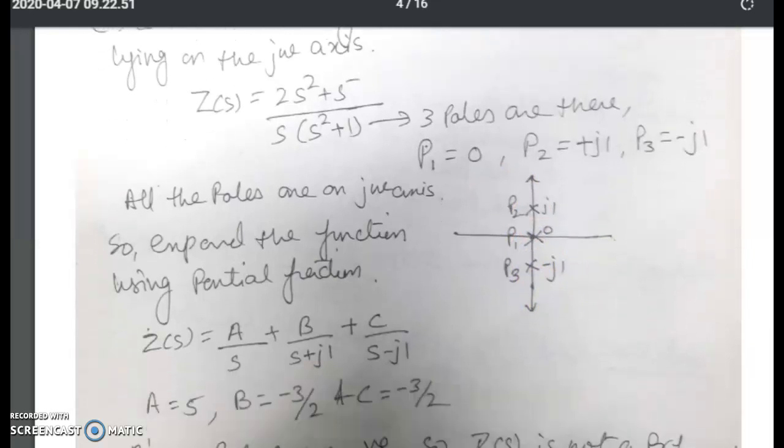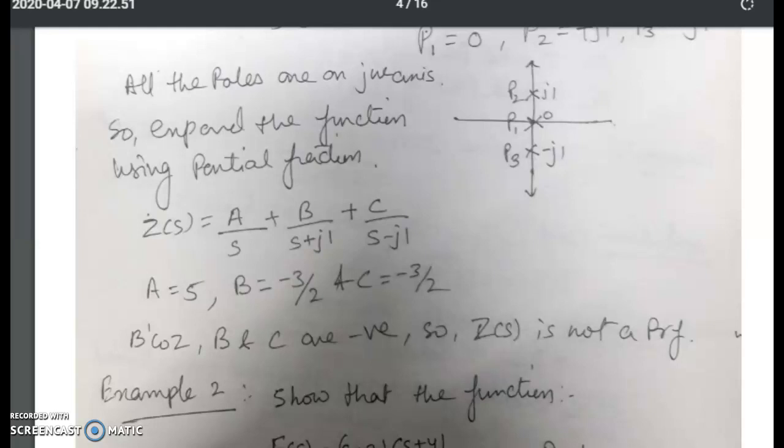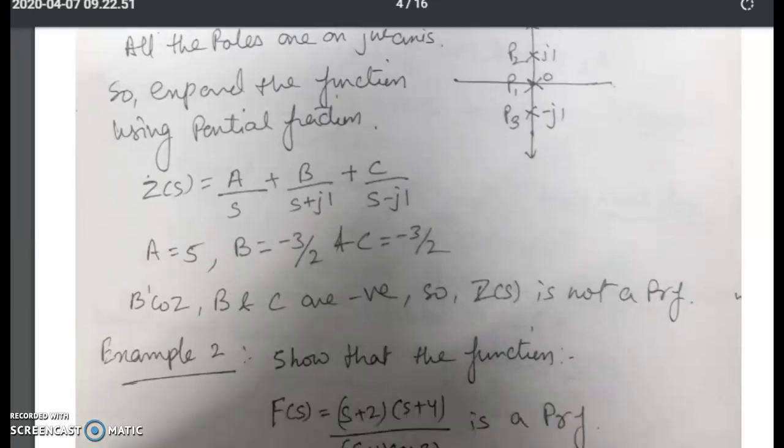What is the second condition? If the poles are lying on the j omega axis, then their residues should be positive. That means when we expand the function using partial fraction expansion, the constant related to the factor defining the pole at the origin should be positive. In this case all a, b and c should be positive. When we solve it and find a, b and c, a is equal to 5, b is equal to minus 3 by 2 and c is equal to minus 3 by 2. Because b and c are negative, Z(s) is not a PRF, not a positive real function.